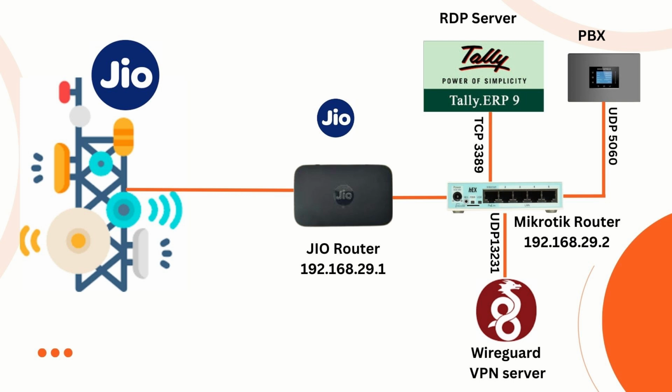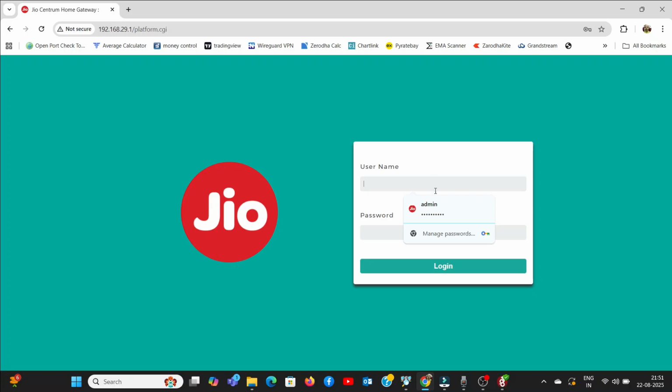Geo terminates their fiber internet on their own router. If you have a commercial plan, they provide you with a static public IP. But for residential users, port forwarding is limited, and many required ports are missing in the default list.